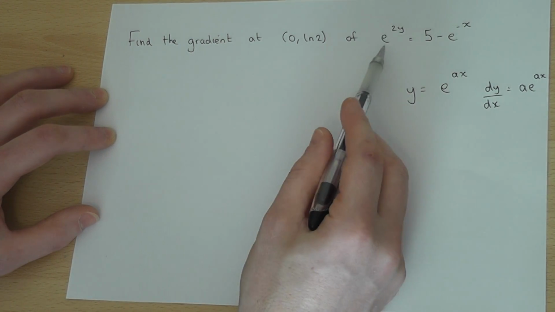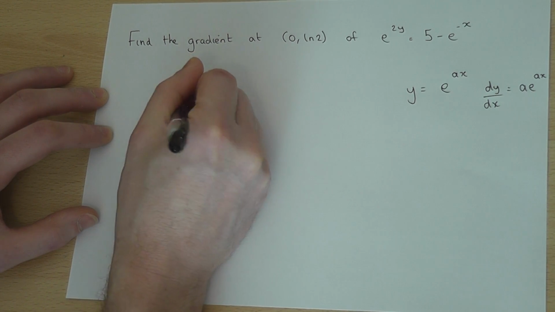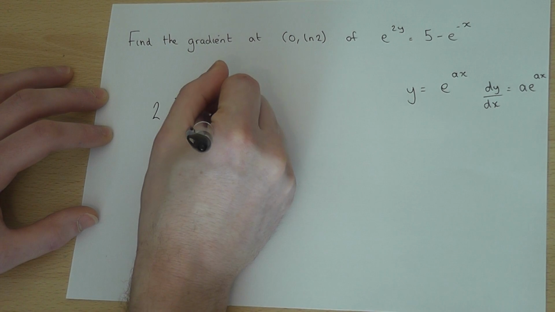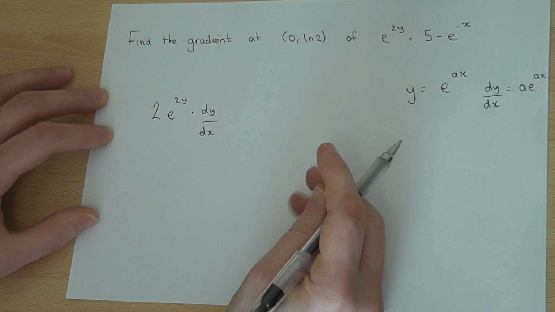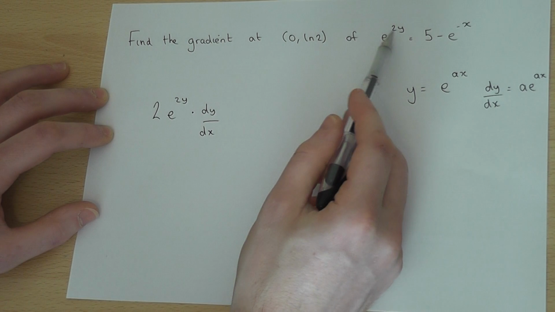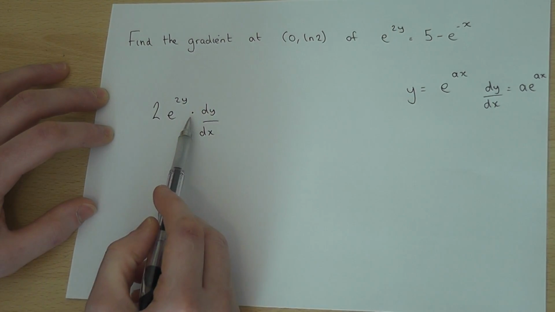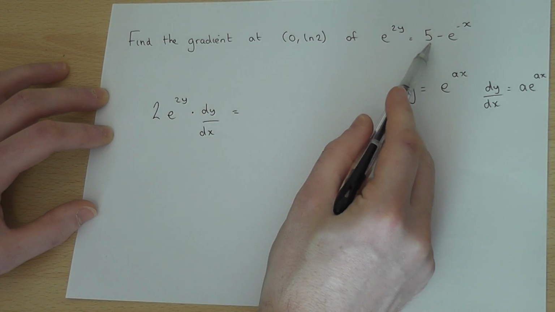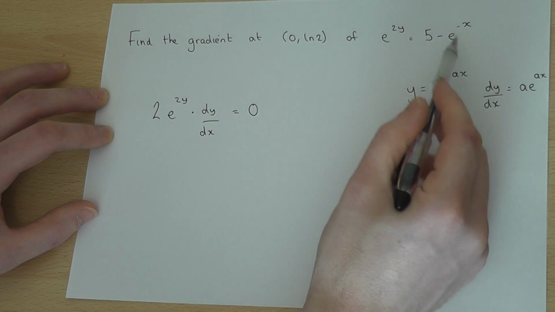Now e to the 2y differentiates to 2 lots of e to the 2y, but because it's with respect to x, the whole function, I must times by dy by dx. So this is the underlying principle of implicit differentiation. So when I differentiate with respect to y, I differentiate as normal, so 2 e to the 2y, but times by dy by dx.